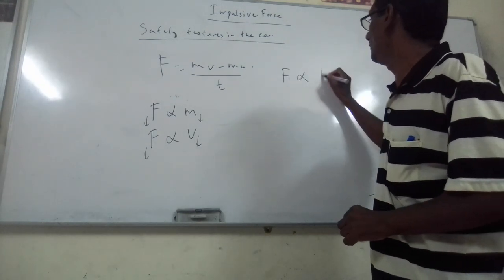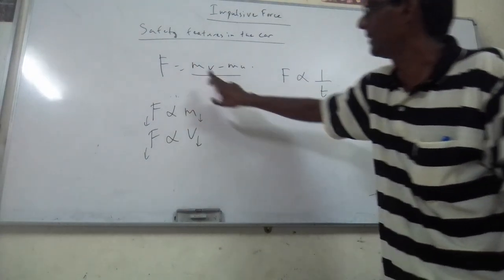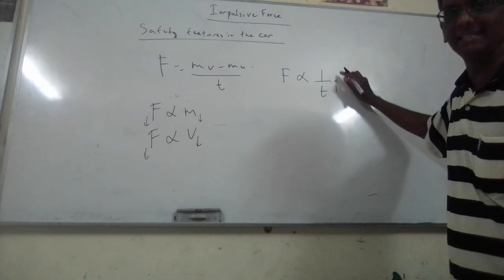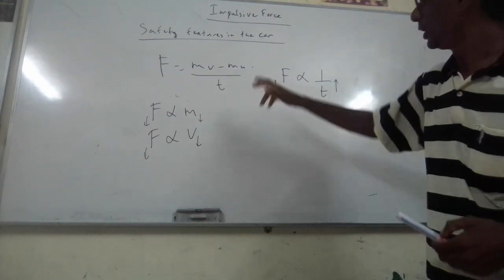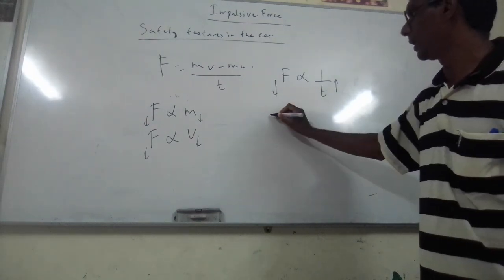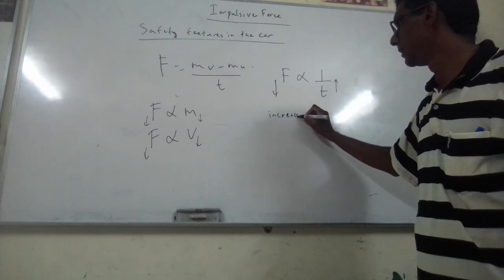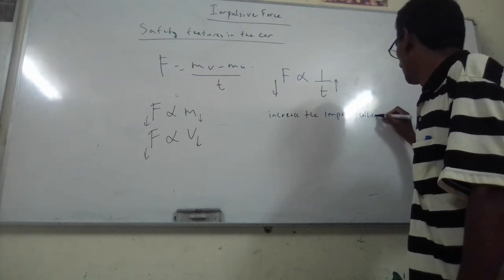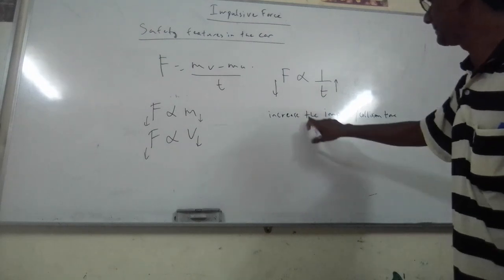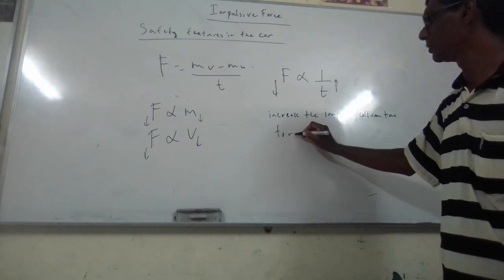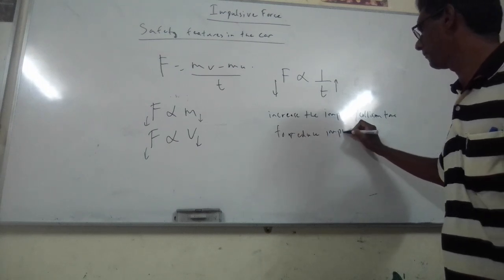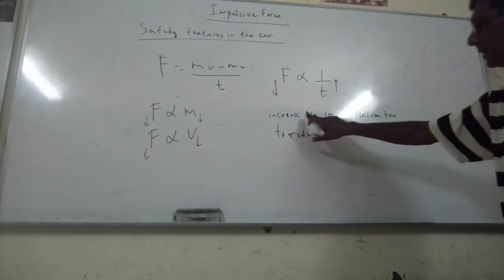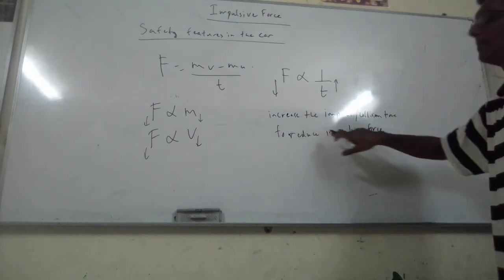The impulsive force is inversely proportional to the time. Impulsive force and the impact time, or collision time, are inversely proportional. So if you increase the impact time, you reduce the impulsive force. Increase the impact or collision time to reduce the impulsive force.